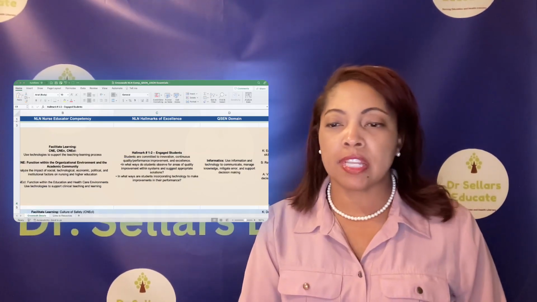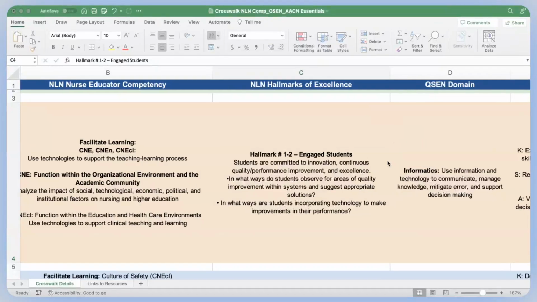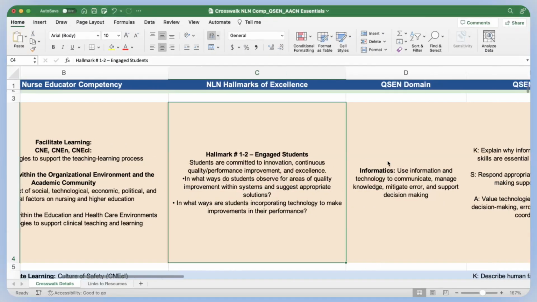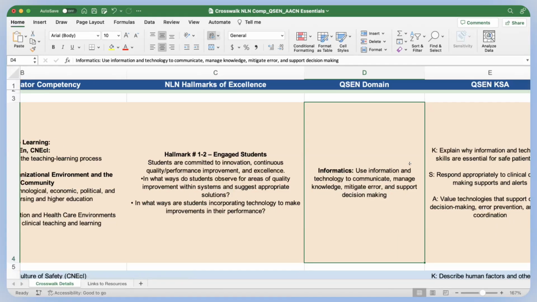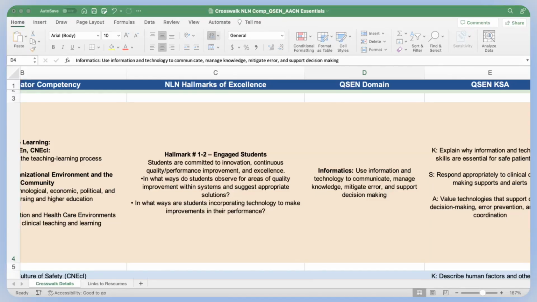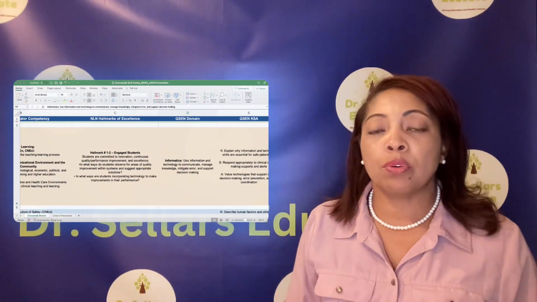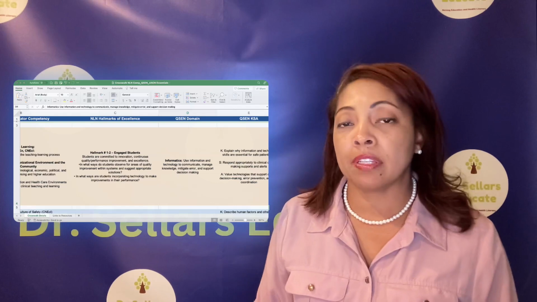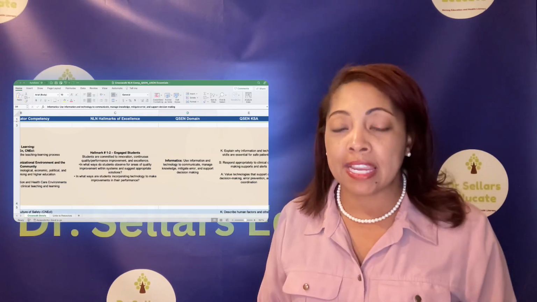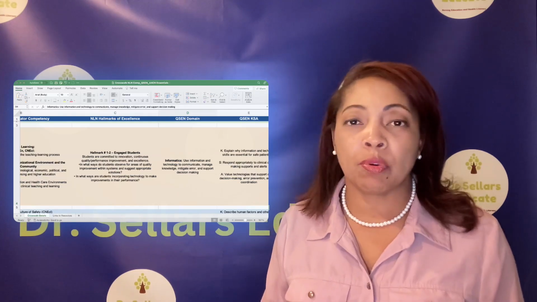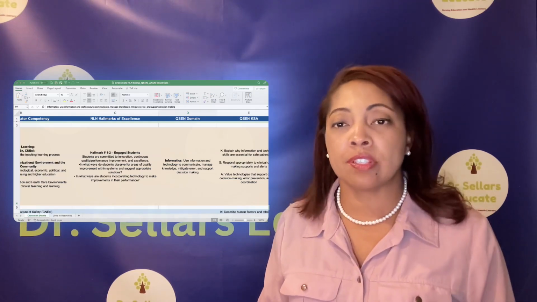All right, so next we want to take a look at the definition of the QSEN domain related to informatics. It's described as the ability to use information and technology to communicate, to manage knowledge, to mitigate error, and to support decision making. Think about the importance of reporting adverse events through technology and our ability to really engage in a root cause analysis by reviewing the data. And it oftentimes will expedite the reporting process as well.